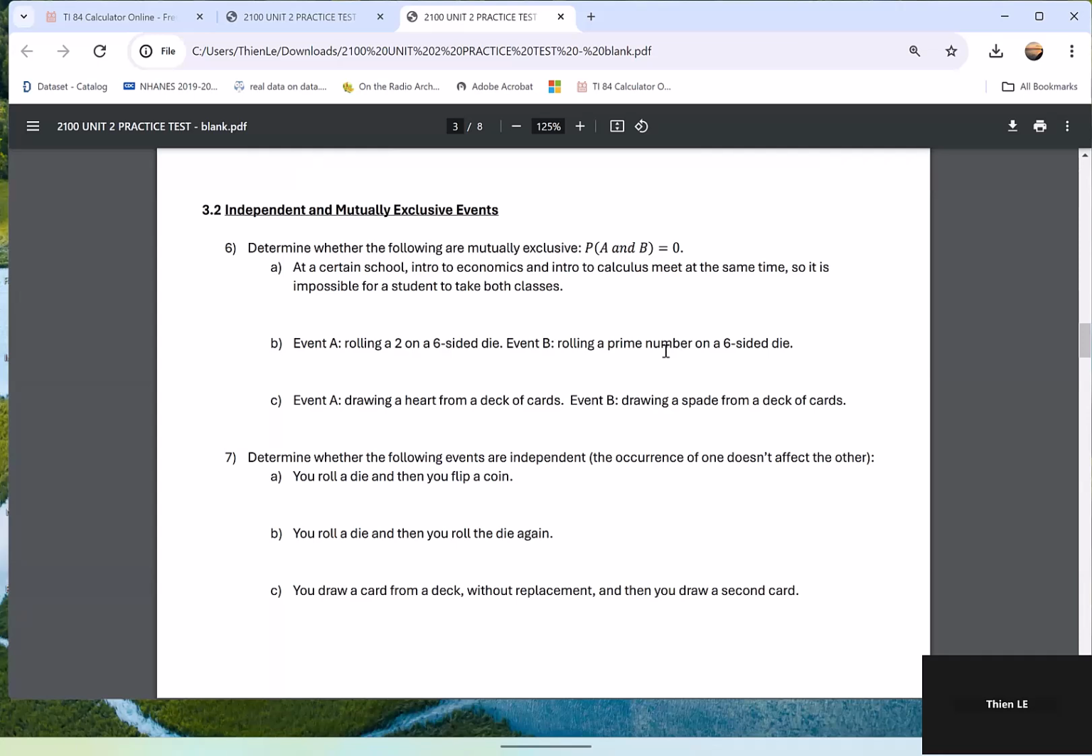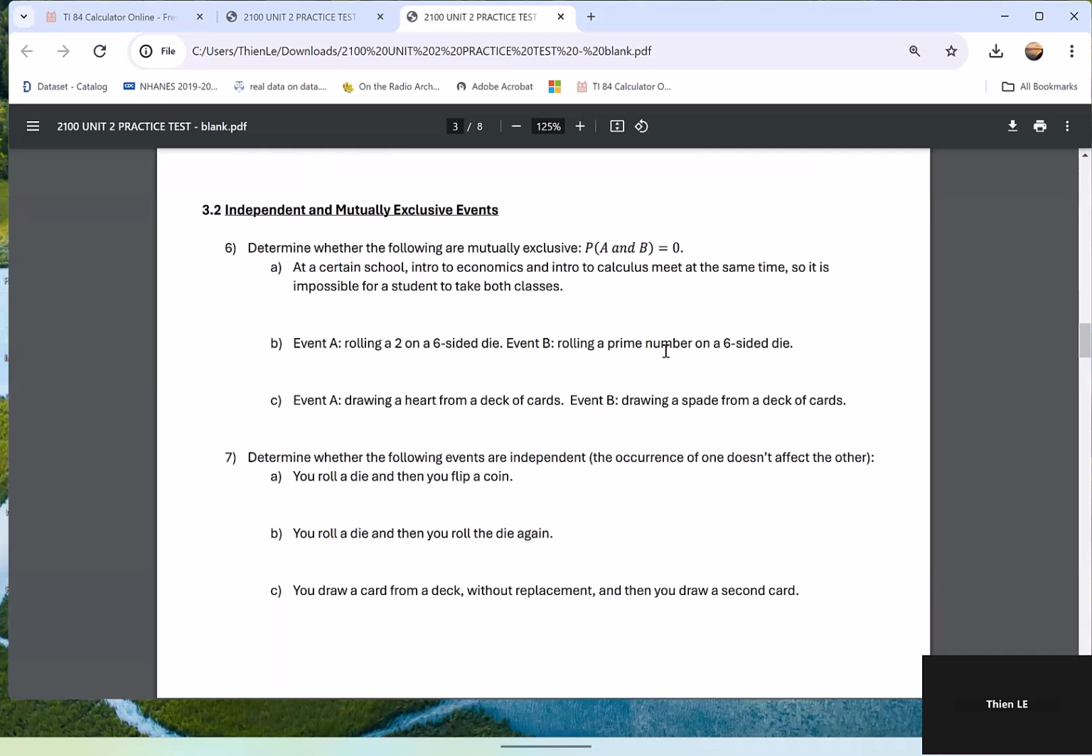2, 3, 5. So in this case, we have an overlap here. And also, if you recall from high school, 2 is the only even prime number. There are no other even prime numbers except for 2. So in this case, we don't have mutual exclusivity because we have something common here. Event A, drawing a heart from a deck of cards, and B, drawing a spade, right? If you draw a heart, that card for sure cannot be a spade, and vice versa. So C is mutually exclusive. So both A and C are mutually exclusive, but not B.